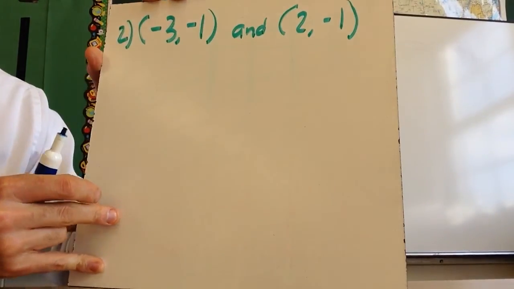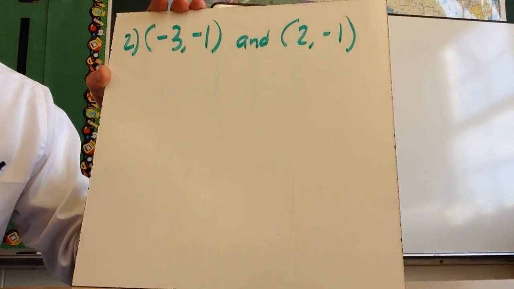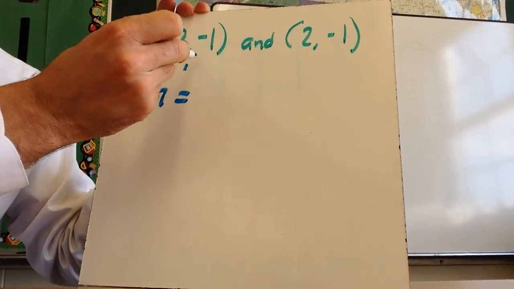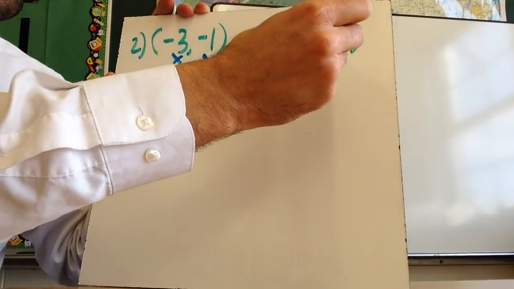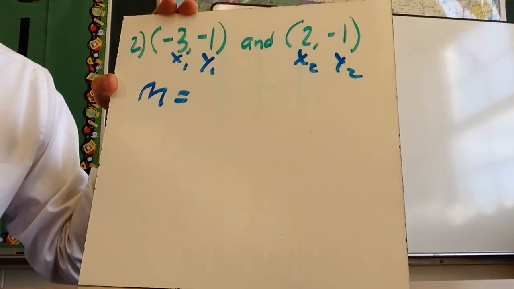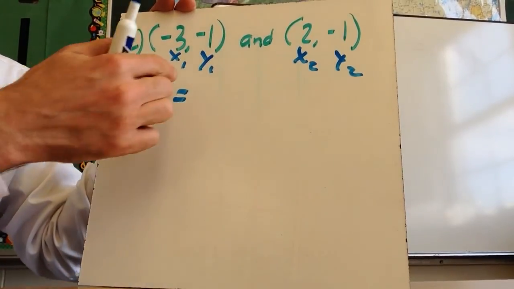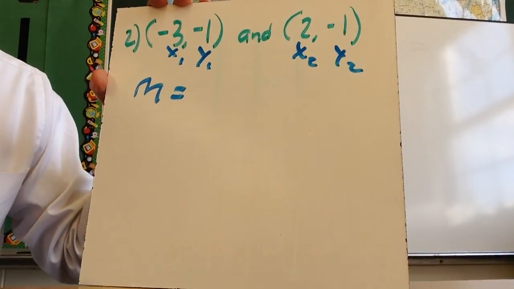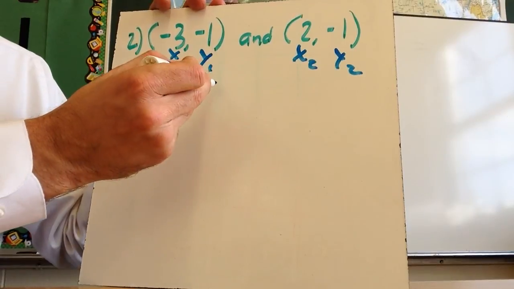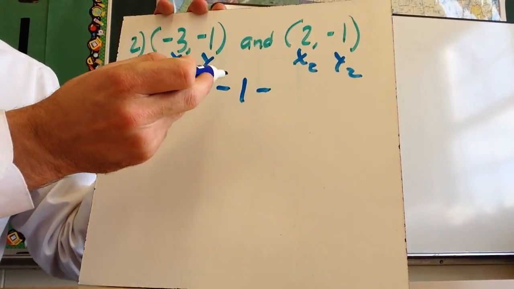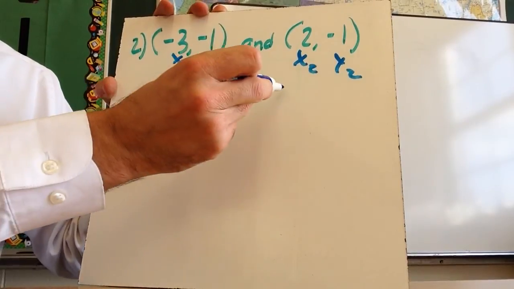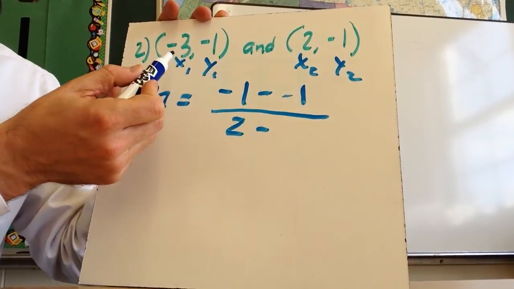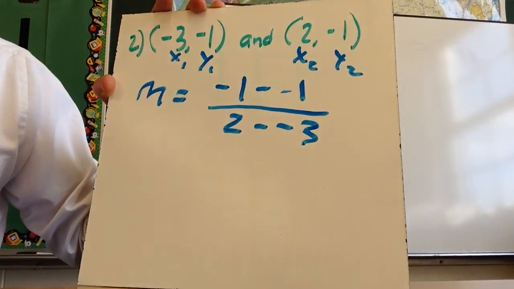Line going through negative 3, negative 1, and 2, negative 1. I want to find the slope of this line. So m equals, we're going to call this x1, y1, x2, y2. If you want, and you're feeling comfortable, do the opposite of me. Make these your 2's, x2, y2, and make these your 1's, x1, y1. See if you come up with the same answer as I do. So I'm going to go y2, negative 1, minus y1, which is also negative 1, over x2, which is 2, minus x1, which is negative 3.